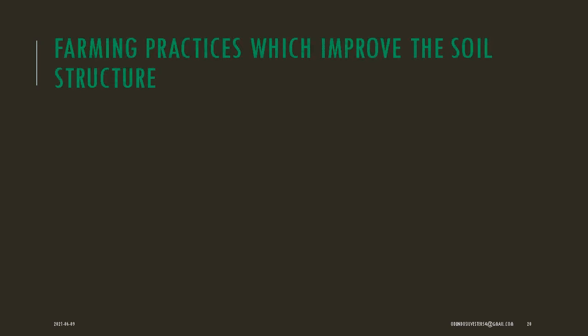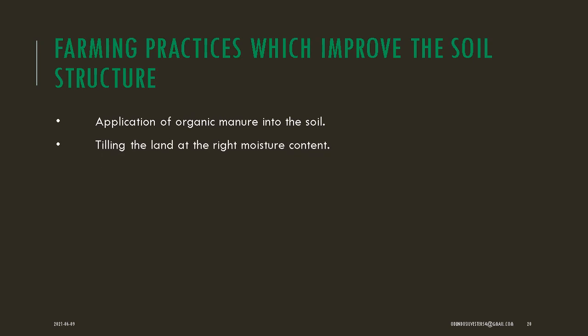Yes, now the farming practices which may improve the soil structure. One is the application of organic manure into the soil. Very important to note that organic manure, in the process of decaying, actually releases some kind of chemical that brings about cementation of soil aggregates together, soil granules together, so that at the end of the day the soil structure is improved. Tilling of the land at the right moisture content is very important.